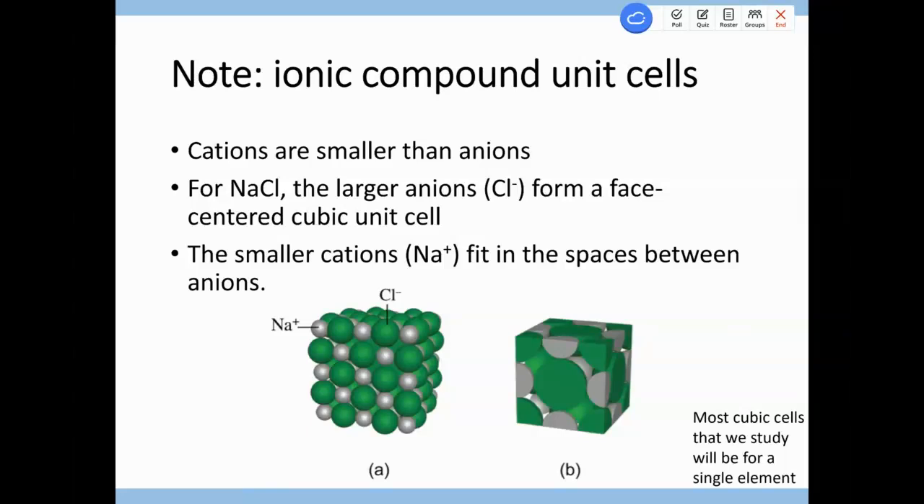Just looking at chlorine here, this is a face-centered cubic for chlorine. It's got 1/8 of an atom at each corner and half on a face. But the sodium atoms fill in those empty spaces between the anions. But most cubic cells that we will study will be for a single element. So in this case, sodium would have its own cubic cell and chlorine would have its own. This is the cubic cell for chlorine. Or we could add what's present for each sodium as well to discuss how many atoms are present in a cubic cell. But we'll just talk about individual atoms.